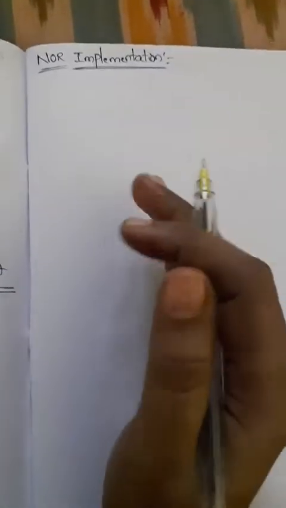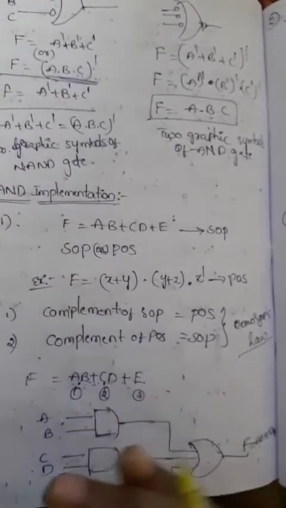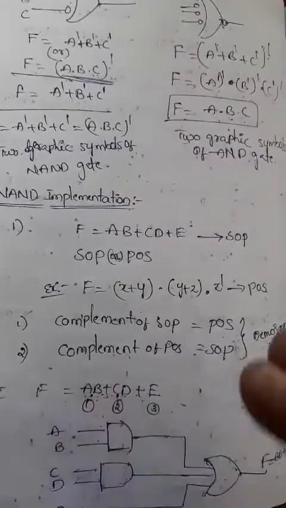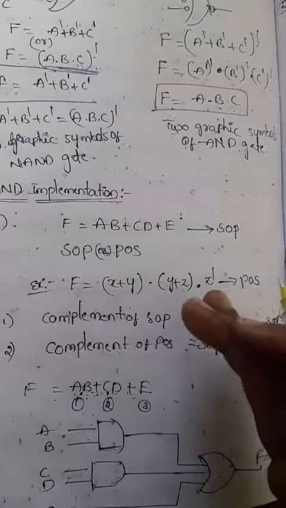In this class, we are going to discuss NOR implementation, right? Already we discussed NAND implementation. What procedure we have in that NAND implementation and which gates we are using in that NAND implementation, we already discussed. So in NAND implementation, we are using the Boolean expression in the form of SOP, right?